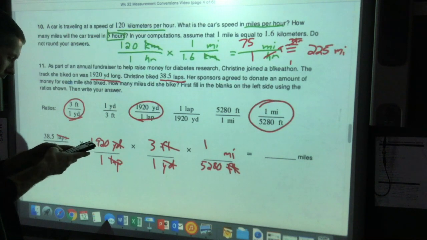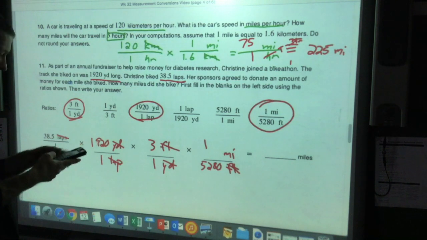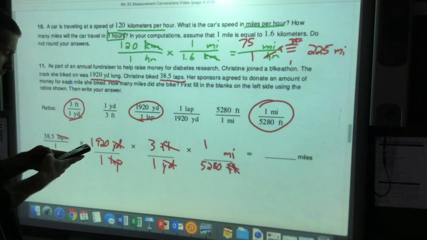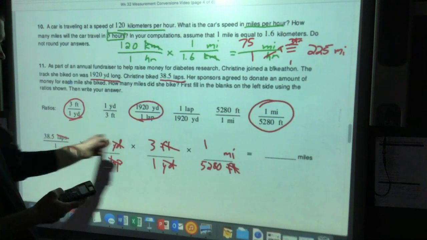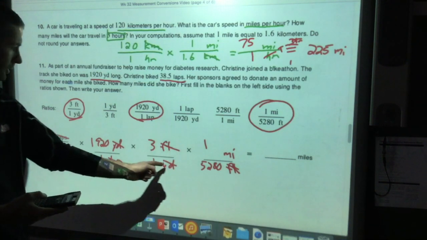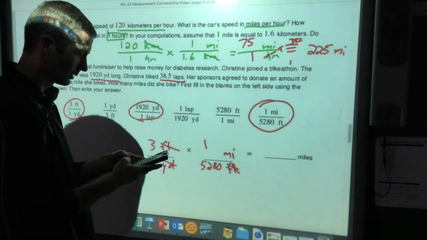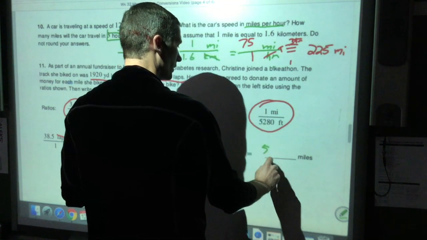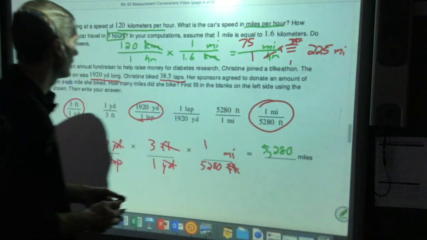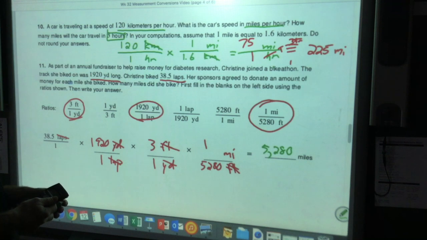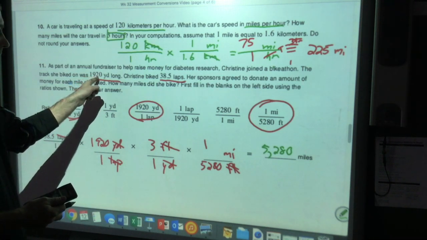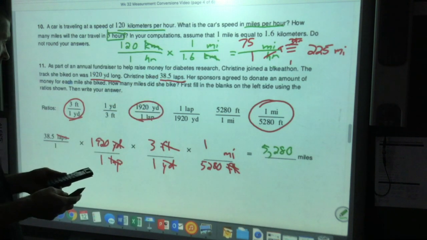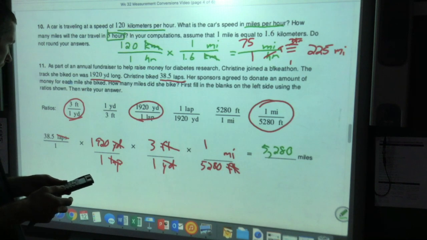So I'm going to do with my calculator 38.5 times 1,920 times 3 for a numerator of 221,760, and then I'm going to divide that by my denominator, which is just 5,280. It actually gives you 5,280 miles. That sounds like a lot of miles. Each of these is about a mile. That answer does not make sense. I'm gonna have to back up and look at this again.